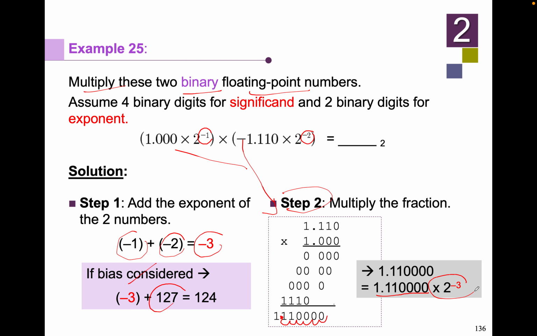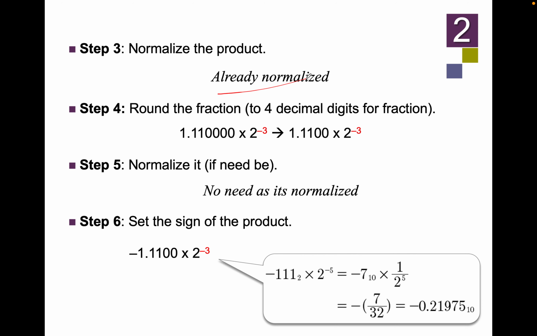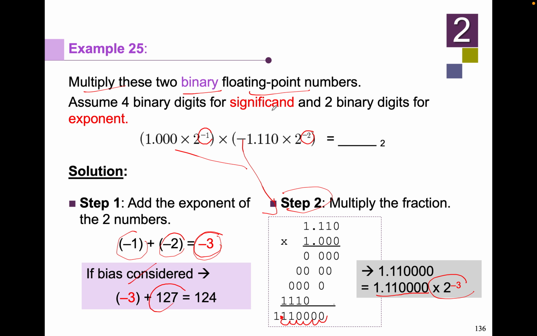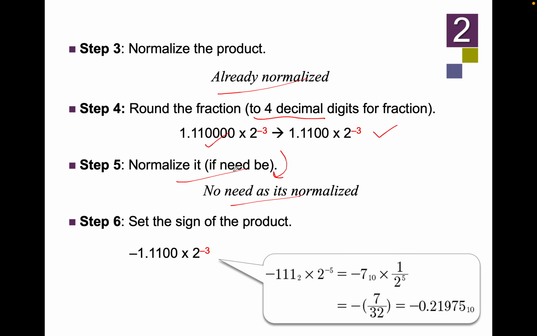1.10000 multiplied with 2 to the power of minus 3. You normalize the answer, check whether it's normalized already, and it's already normalized. Then it asks you to round to 4 decimal digits. That's why you get this one. And normalize again if needed. If not, you just ignore and check your answer, positive or negative. For the sign, it's going to be negative. That's why for your last step, which is the sign of your product, you will have negative. Just that, it's very easy. And if you want to convert to decimal, you can do so.